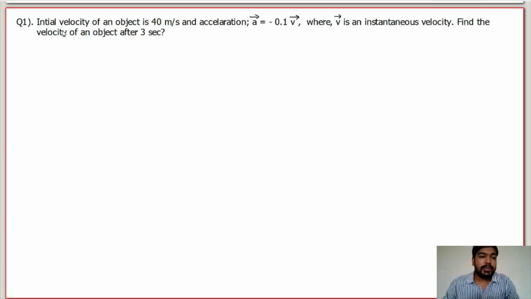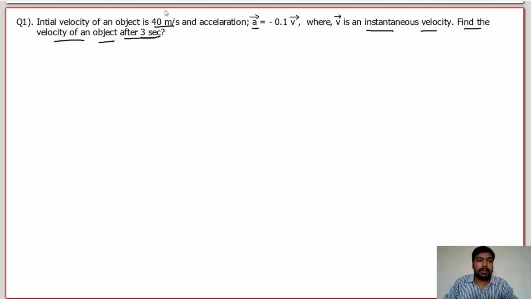So just read the question. Initially, the initial velocity of an object is 40. It's given, and the acceleration vector equals 0.1 minus 0.1 v vector. V is the instantaneous velocity, that means the velocity of the object at that instant of time. Then find the velocity of the object after 3 seconds.